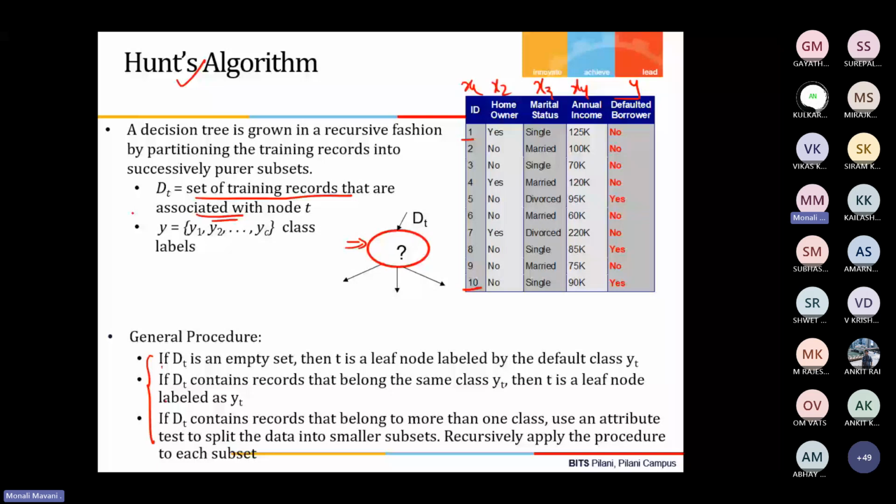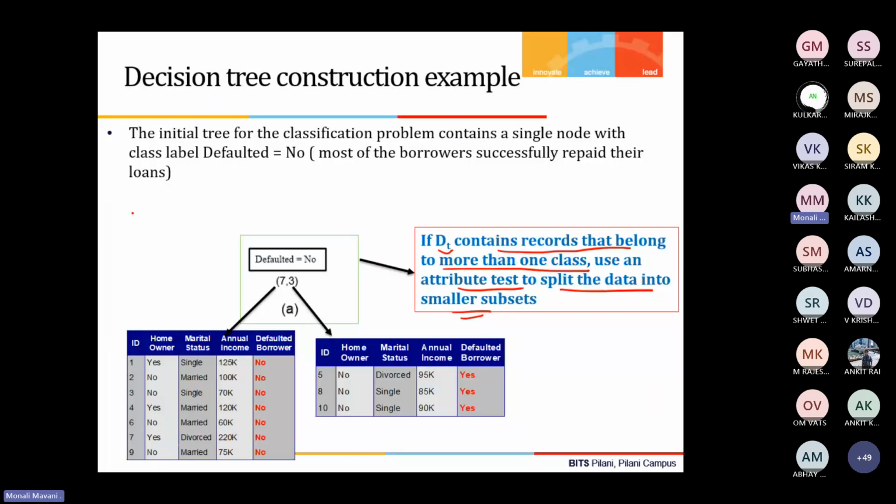Initially, all our training examples belong to our root node, and the default class is no. From your domain expertise, you have to identify what the default class is. This is an example of a defaulted borrower, whether a person will default on a loan or not. So from my domain knowledge, I want to set this default as no.